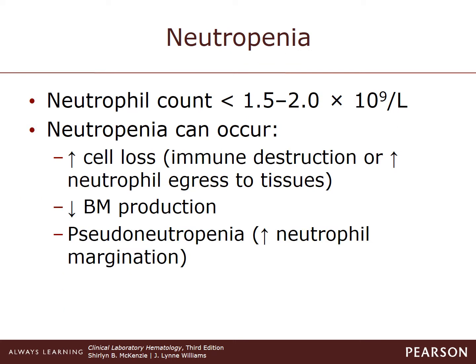So now we're going to talk about neutropenia. It's only classified when the neutrophil count drops below 1.5 or 2 times 10 to the 9 per liter. Now when you consider a decrease in neutrophils, you're thinking of either increased cell loss, decreased production, or a difference in the ratio of margination.